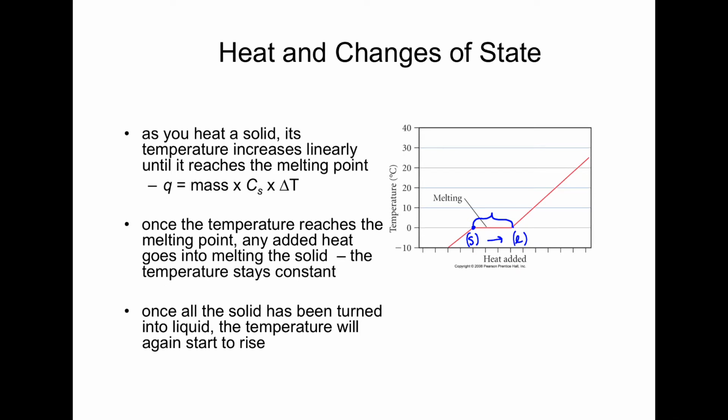Once all the molecules or atoms have been converted into the liquid state, then we can start adding more energy, and that energy will go to increasing the kinetic energy of the molecules, and the sample will start heating up again. So during these diagonal portions, that's where we're heating. During the flat portions is where we have a phase change.